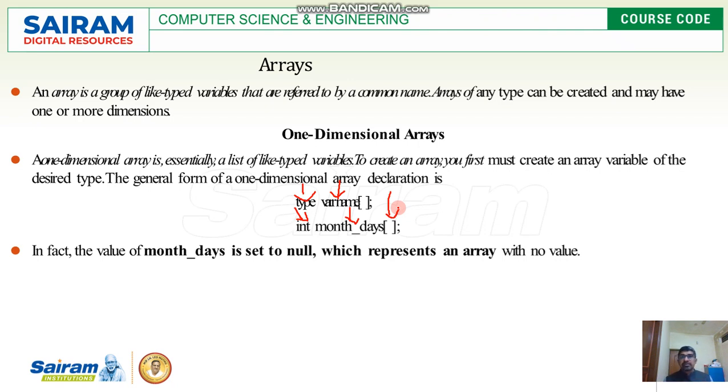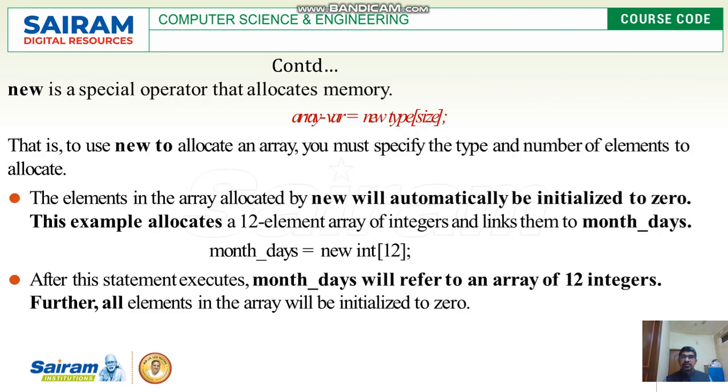Okay, so this is not the same as what you are seeing here. We have to use different techniques. So let us see what it is. We have to use a special operator called new. So new is an operator which is going to allocate memory for an array. After writing that, you need to write one more statement where you have to write the array variable, which is going to be the array name. Then you have to give the assignment operator. Then you have to give the new. Then again you have to give the type and size.